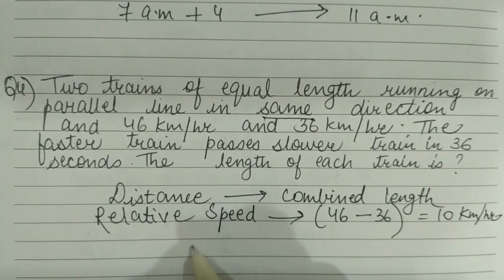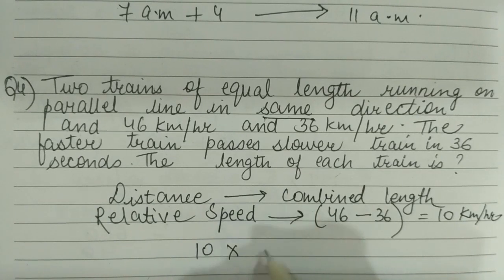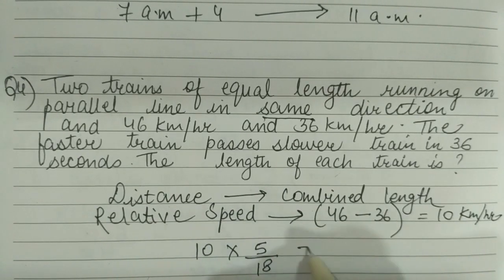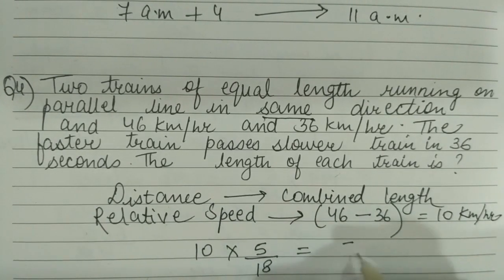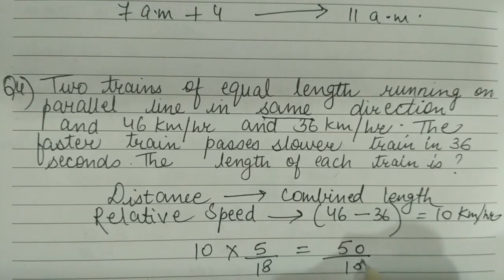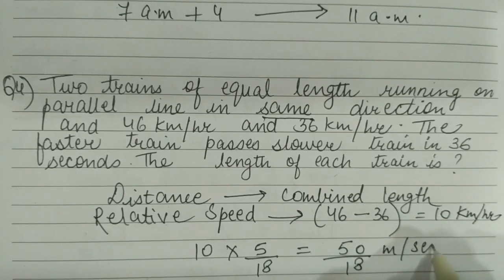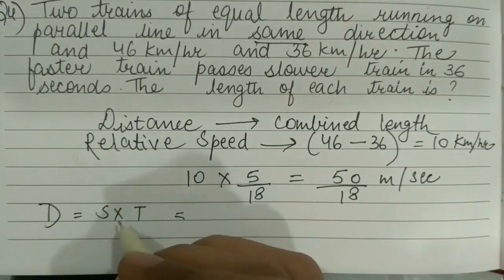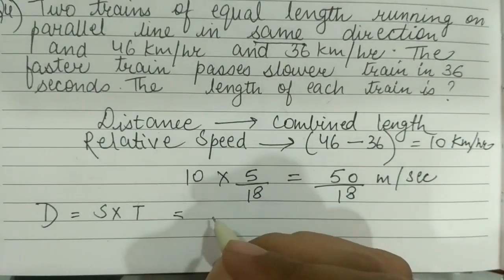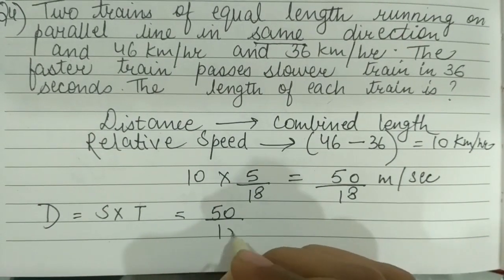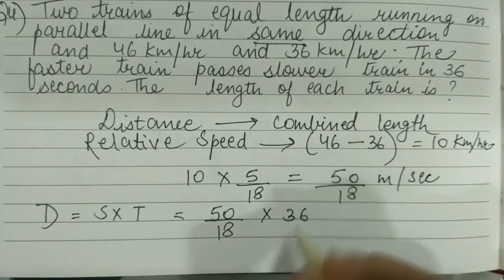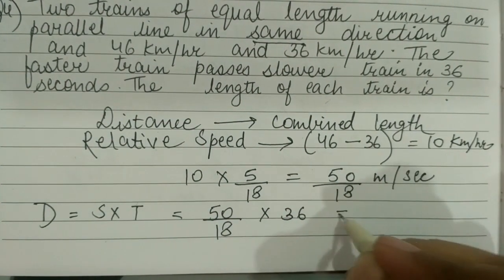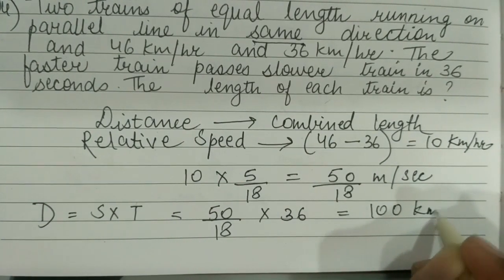So first I need to convert this speed into meters per second. That is 50 by 18 meters per second. So our distance will be speed multiplied by time. Speed is 50 by 18 and time is 36 seconds. So distance will be 100 kilometer.